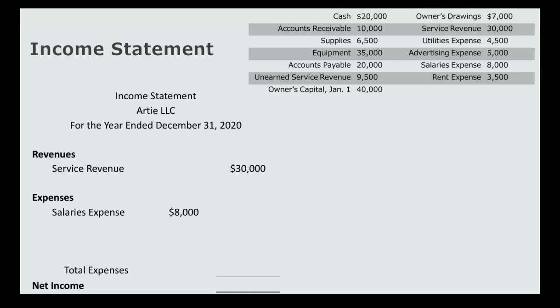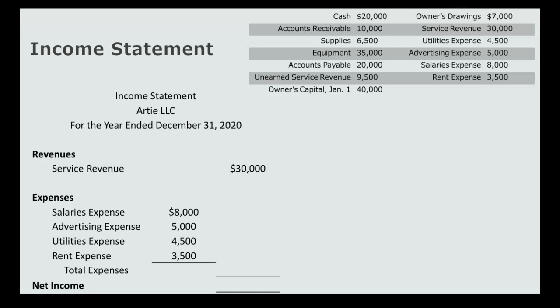So after salaries expense, the next biggest expense that we have is the $5,000 of advertising expense. Then the $4,500 of utilities expense. And finally, the $3,500 of rent expense. So we have our 4 different expenses listed out there, with their balances in the middle of the income statement rather than the far right.